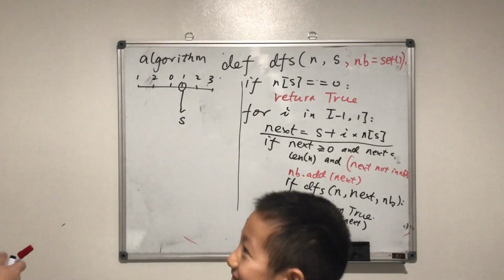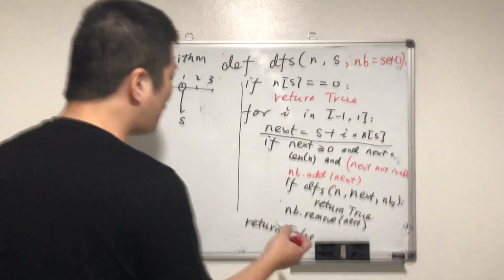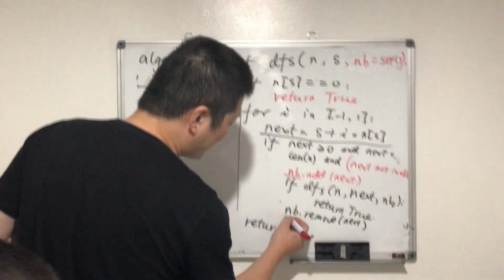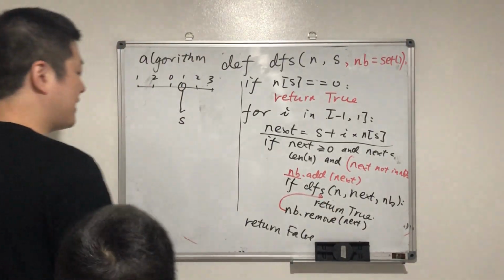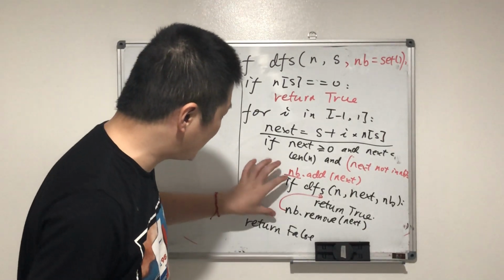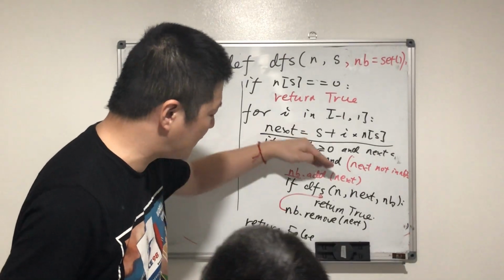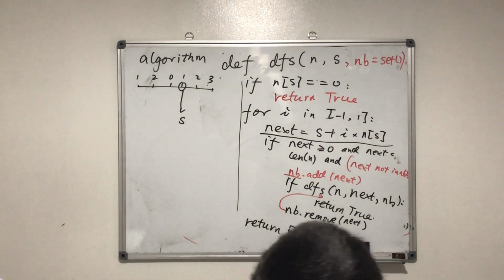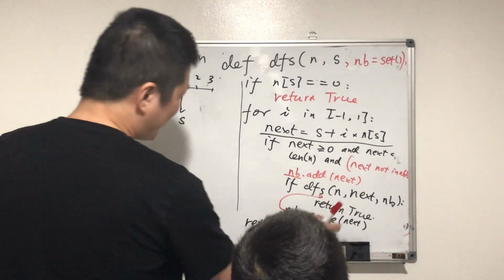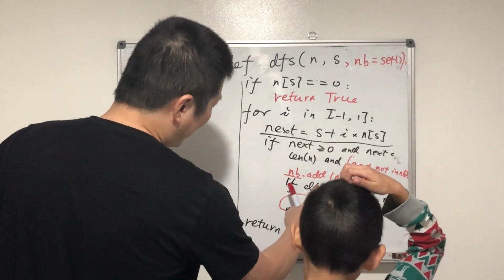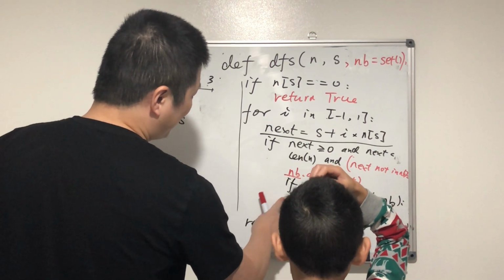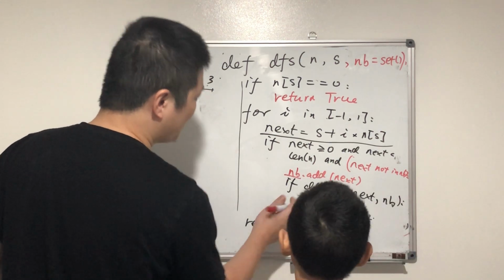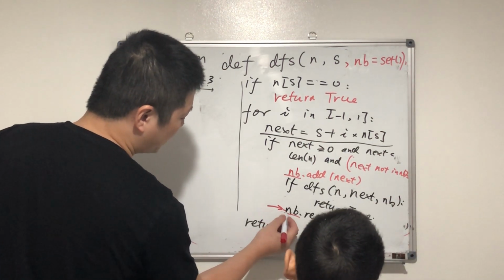So look, this notebook, when we add it, we need to remove it, right? You can put this here, but I don't think it's quite necessary because this has to come in pairs. If you add it to the notebook, then somehow you need to take it out. So here, yeah, it's optional. For this one, you don't because we already returned true, so we don't need to remove the item from the notebook. But this one, do you understand why we need to remove it here?